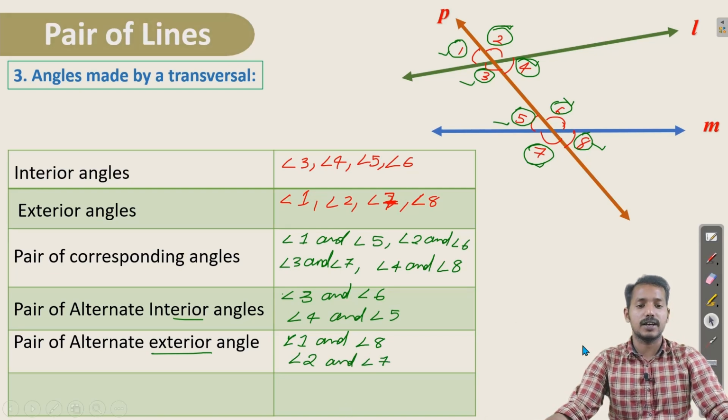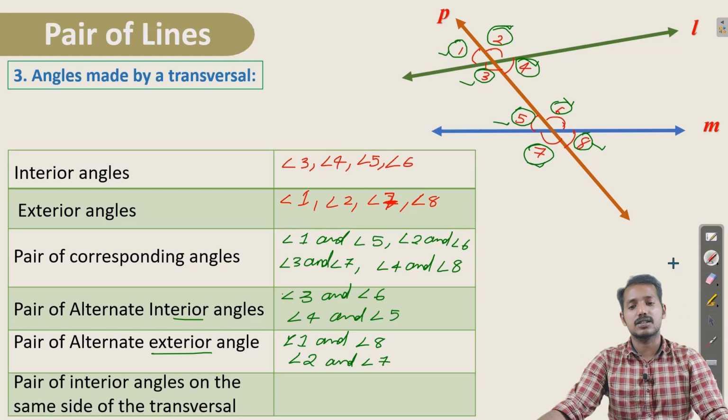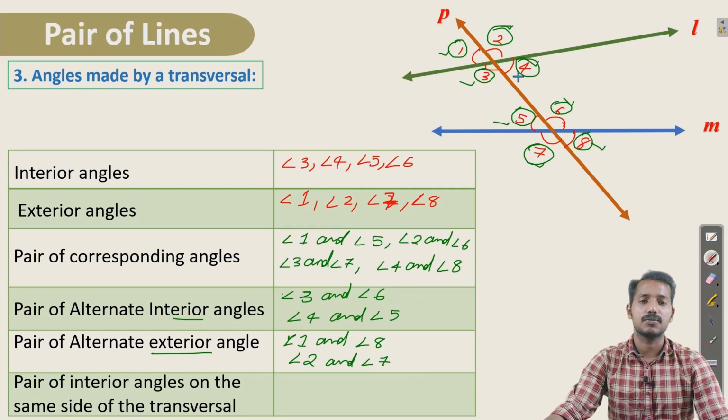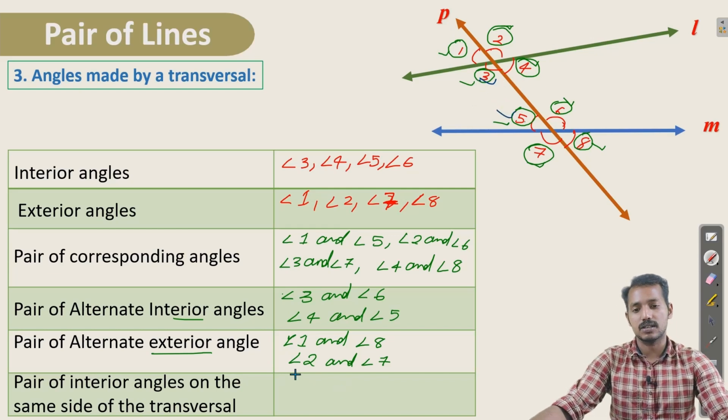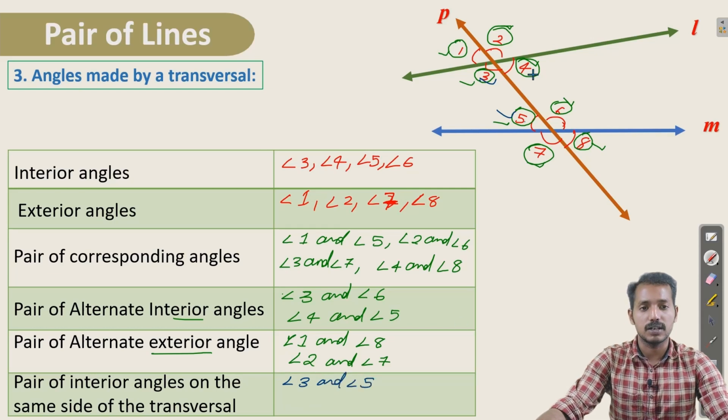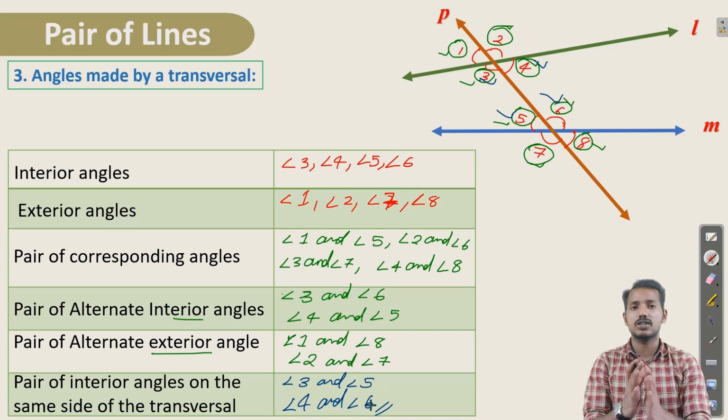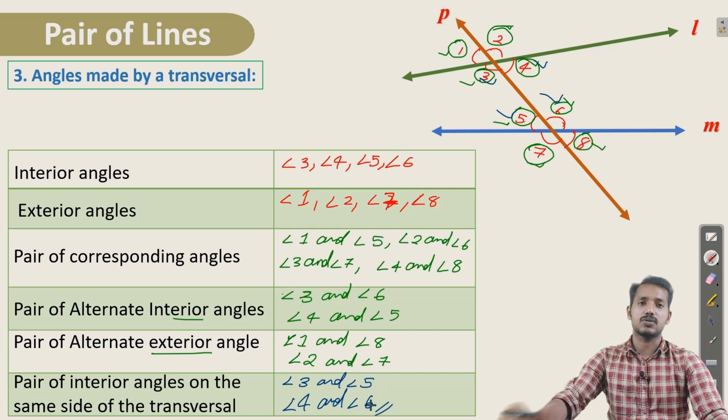And the last category of angles is pairs of interior angles on the same side of the transversal. They are interior angles, but they are on the same side of the transversal. That means angle 3 and angle 5. Similarly, angle 4 and angle 6. So these are the categories of angles when two lines are intersected by a transversal line.